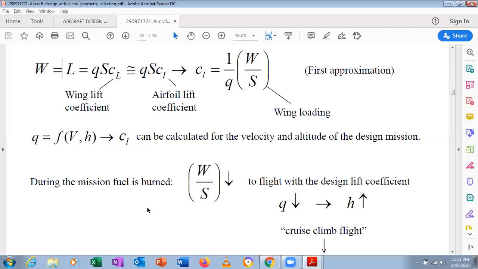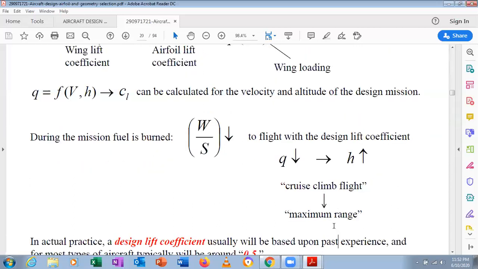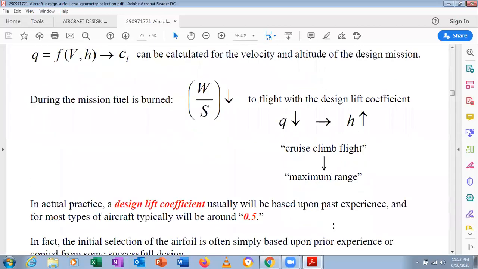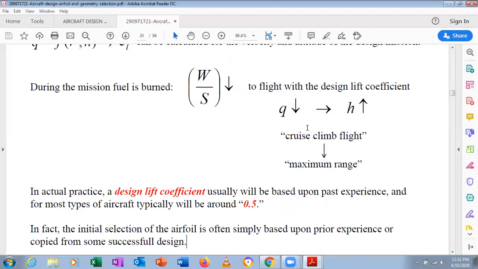So we can look here, during the mission, fuel is consumed. So W by S, wing loading, will reduce. Why will wing loading reduce? The fuel consumption will be there. So therefore wing loading will reduce, and we have to fly with a high lift coefficient. Always remember, dynamic pressure decreases with increase in altitude. The pressure decreases with increase in altitude. And we can look here at the cruise climb flight and the maximum range. So therefore we just have to remember that dynamic pressure decreases with increase in altitude, and it is a cruise climb flight with maximum range.